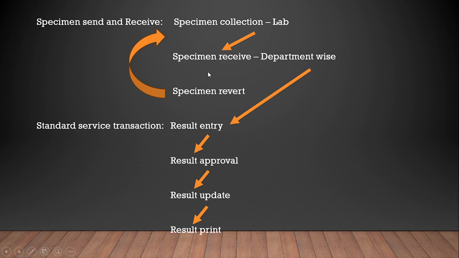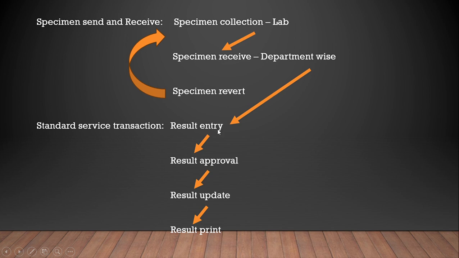In the third floor lab they see this, and if everything is correct, they approve it as a department receive. So it will go to result entry. If something is wrong, then they may tell that the specimen has to be reverted. Once it is reverted, it will come back to specimen collection.